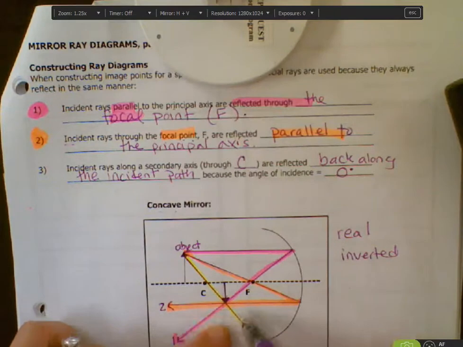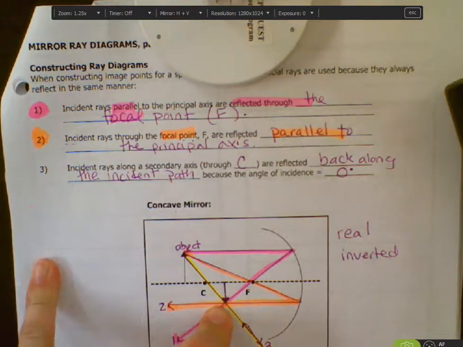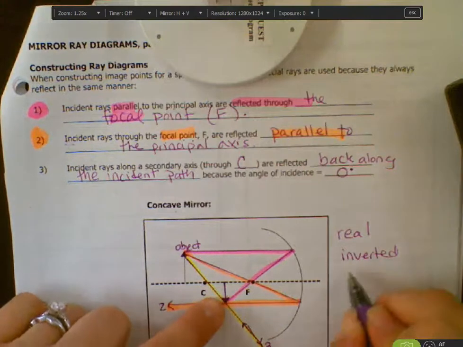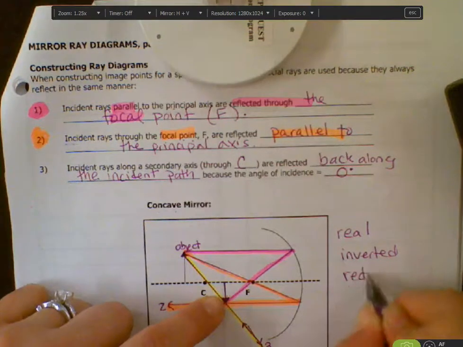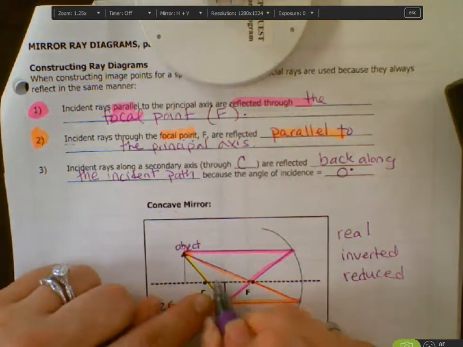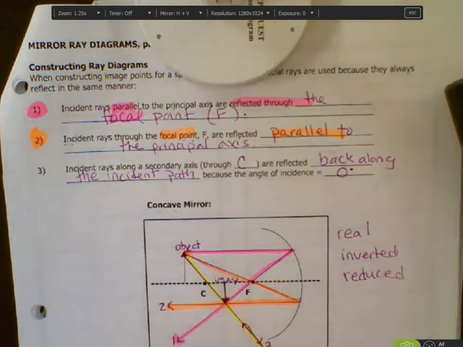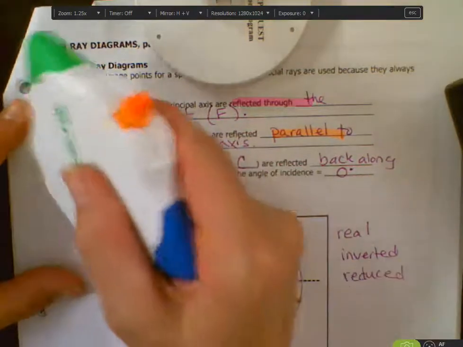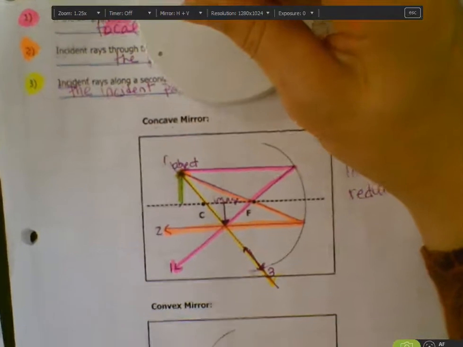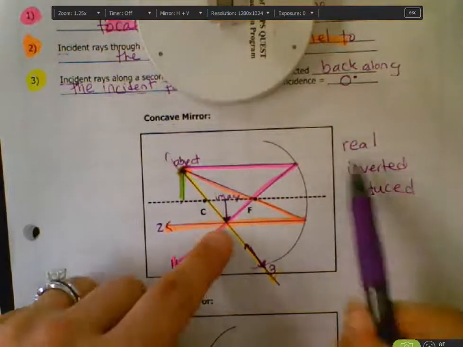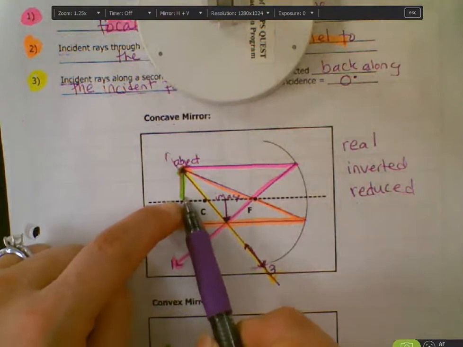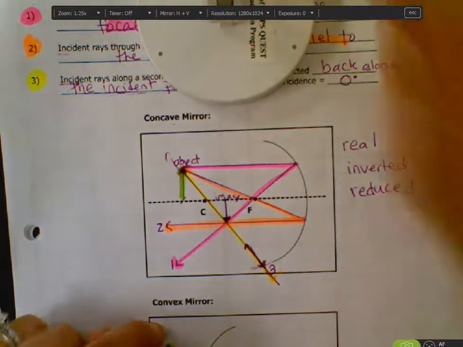Okay, so is it enlarged or reduced? Bigger or smaller than the actual? Is the image bigger or smaller than the object? Yes, smaller. So we're going to call that reduced. Okay, so this is my object, this is my image. Okay, so that's for concave mirror. Concave mirrors are going to have different scenarios based on where your original object is located. Now, the next one we're going to do is a convex mirror.